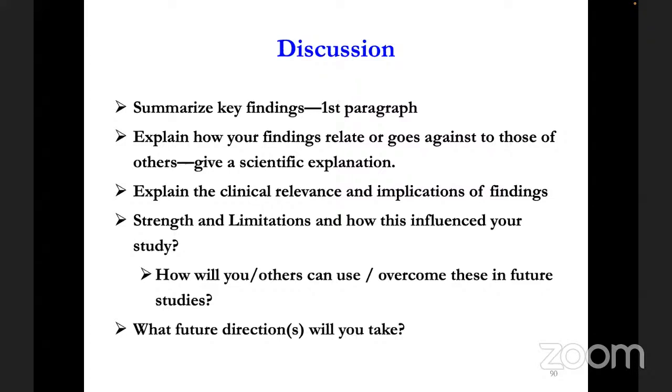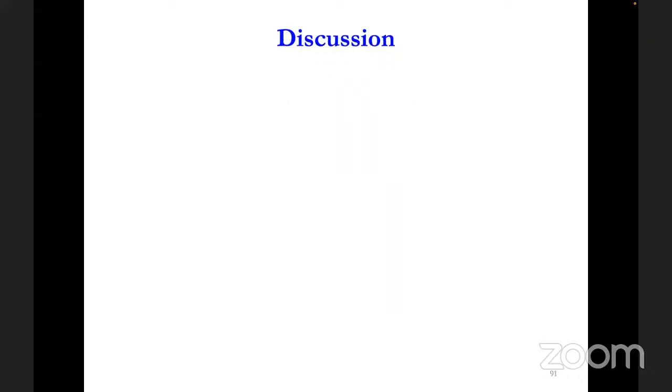And then subsequently, you should mention the strengths of your study and the limitations, because you have done a study, you may find that this study may not be applicable for obese patients, or may not be applicable for pregnant patients. So you know your limitations, you need to mention them, and based on this, you can even suggest future directions.